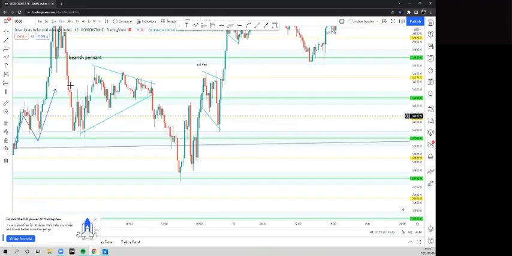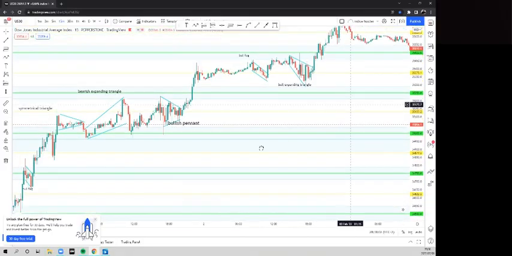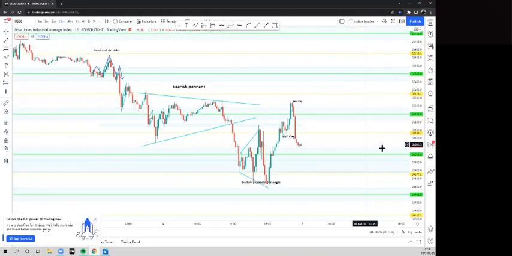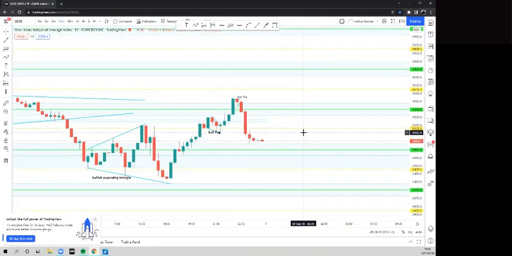So if you trade your chart patterns and you've got your key levels marked out, support, resistance, mid-range, guys, you're going to be profitable. Believe me.